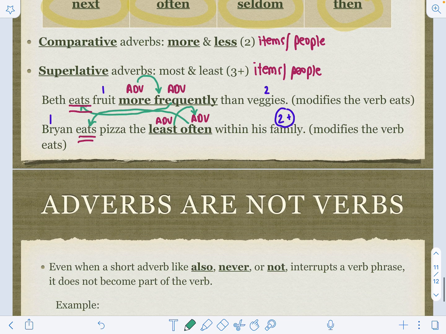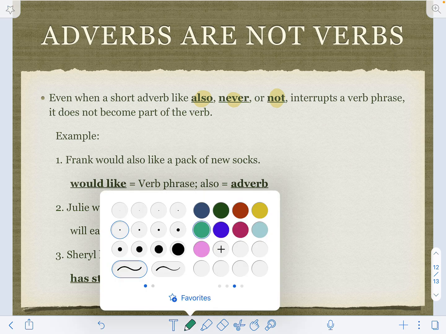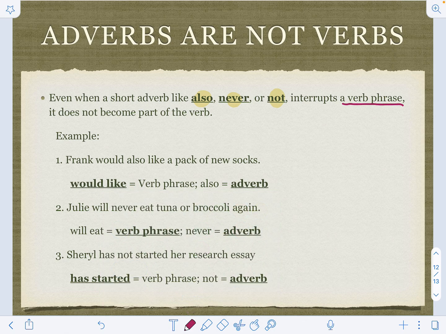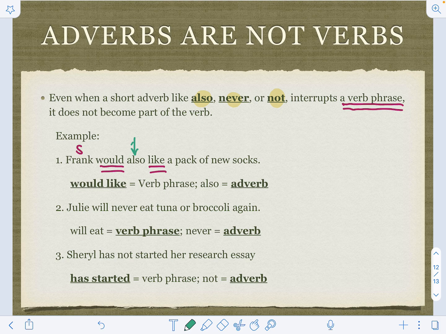Take a second, scroll down to the next one. I just like to clarify this for students. Adverbs are not verbs. So even when a short adverb like also, never, or not interrupts a verb phrase, it does not become part of the verb. So I give you some examples down here. Frank would also like to pack a pack of new socks. We have would and like as my verb. Frank is my subject. Notice my adverb in the middle. So the adverb does not become part of the verb phrase.